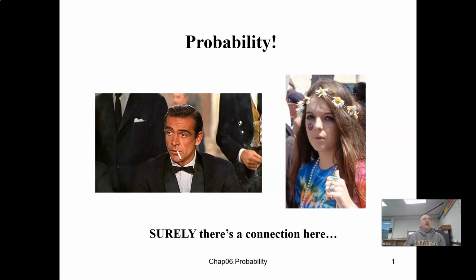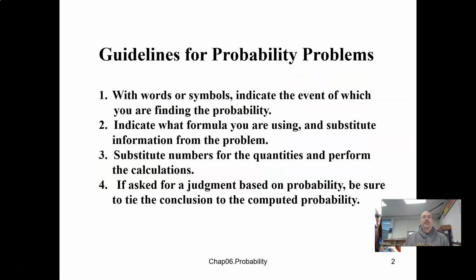All right, so some guidelines. Guidelines for probability problems: with words or symbols, indicate the event of which you are finding the probability. Indicate what formula you are using and substitute information from the problem. Okay, you might want to pause and write these down. Substitute numbers for the quantities and perform the calculation. If asked for a judgment based on probability, be sure to tie the conclusion to the computed probability. Okay, again, pause and write those down.